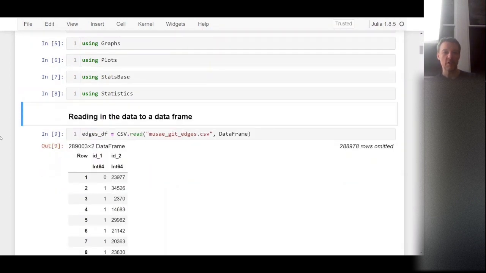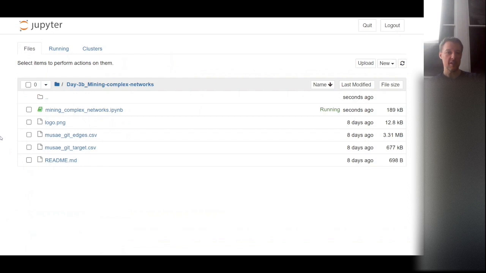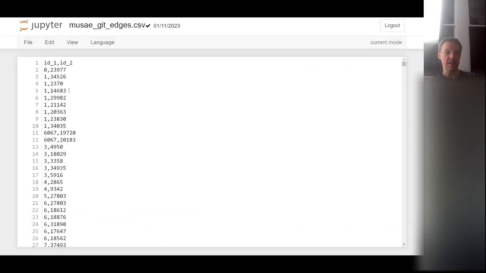So what we start with, we will read the source file. The source file name is music-git edges CSV. We can quickly get a peek at this file. As you can see, in the first row there is a header, so we can see that there are two columns, ID1 and ID2, and then we have comma separated numbers that represent developer numbers, which means that, for example, we see that developer number 0 is connected to developer number 23,977.